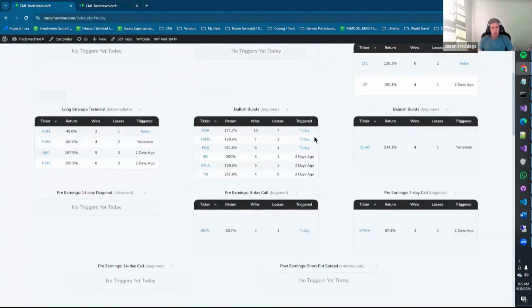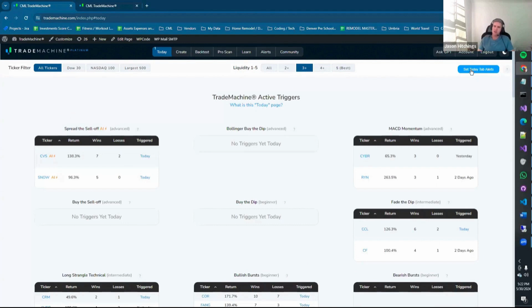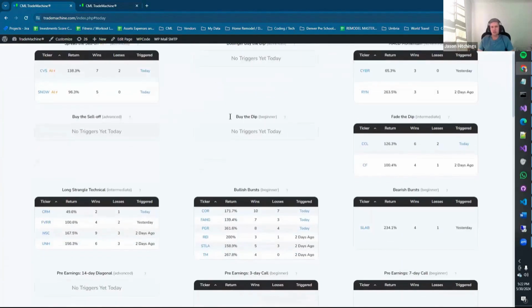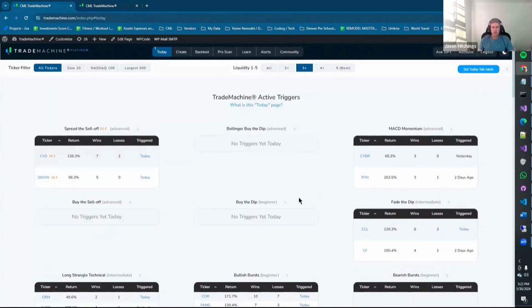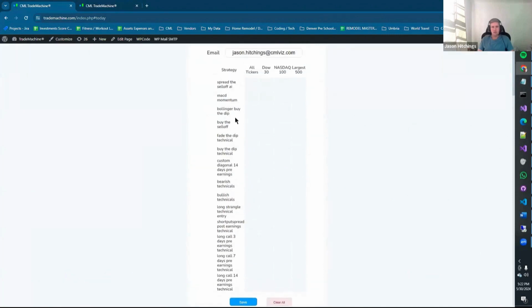Okay, so looking at these different positions, I will draw your attention to the fact that if you don't want to just log in all the time, and there's a certain strategy, like let's say buy the dip or the long strangle, that you like and want to be notified whenever one of those occurs, you can click Set Today tab alerts and scroll down to any of these that you want to set. So, buy the dip, for instance. You could say, I want all of them, or I just want the largest 500 by market cap or the NASDAQ 100, etc.